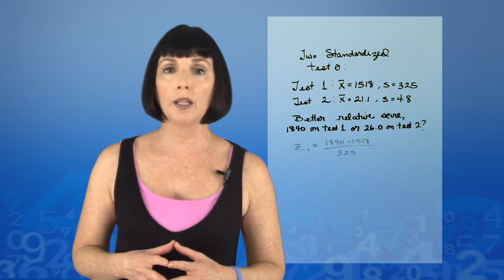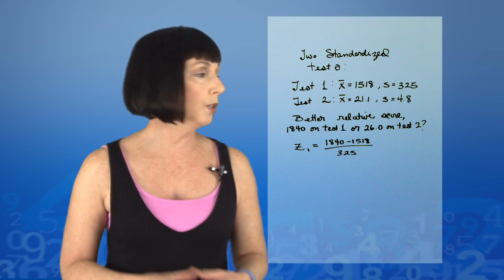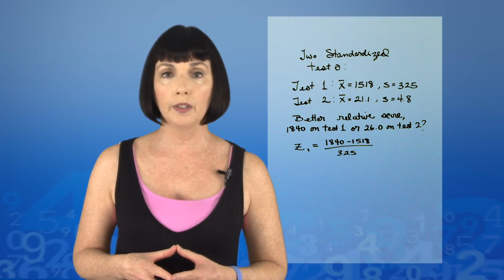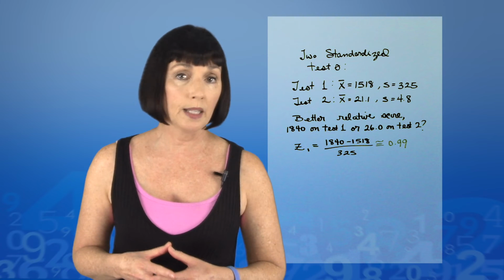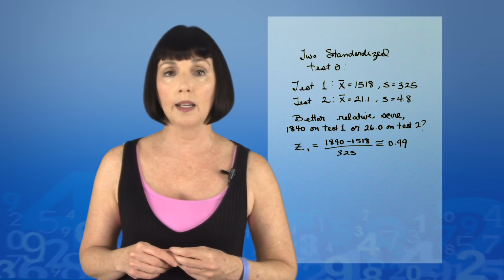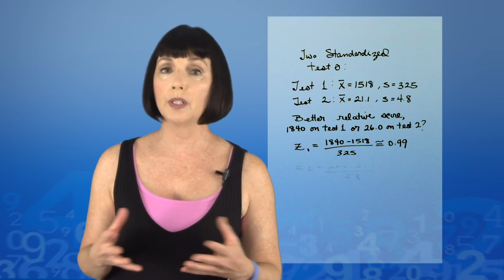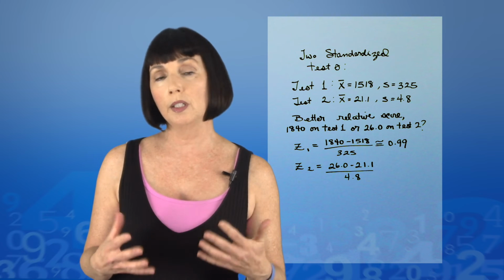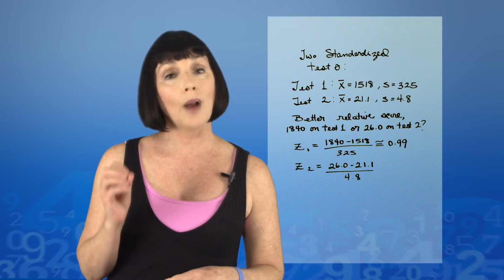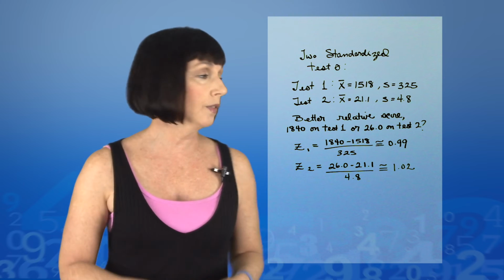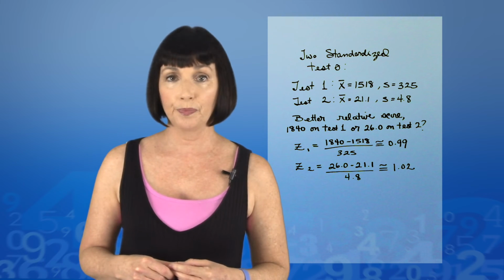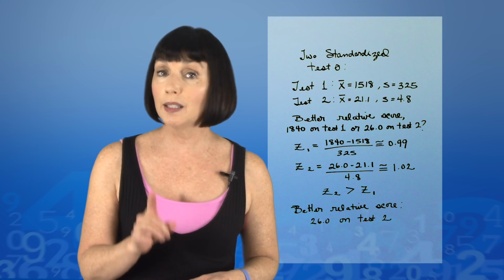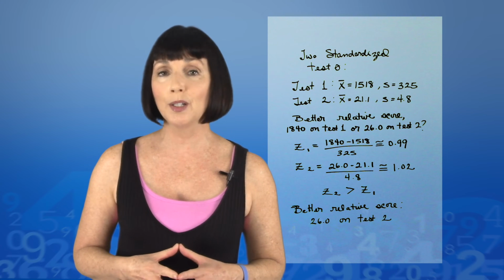So for test 1, we have z1 is equal to 1840 minus 1518 over 325. And rounded to 2 decimal places, that gives us 0.99. For test 2, we have z2 is equal to 26.0 minus 21.1 divided by 4.8. And rounded to 2 decimal places, that gives us 1.02. z2 is greater than z1. So the better relative score is 26.0 on test 2.